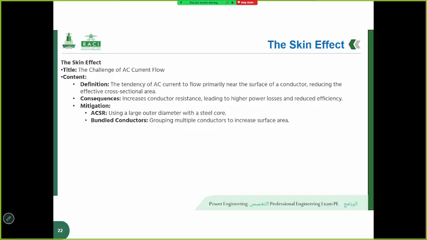Hollow conductors. In some cases, conductors are designed with a hollow core. This removes the least used part of the conductor, the center, while maintaining a large outer surface area for current flow. So understanding the skin effect is very vital for designing efficient transmission systems and selecting the right conductors for given applications.